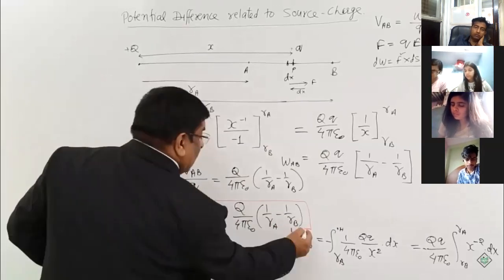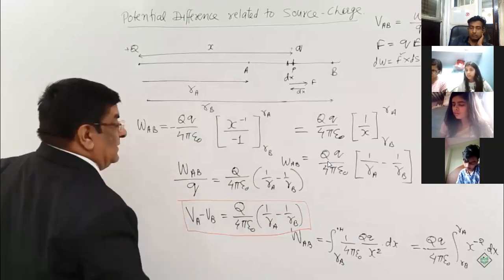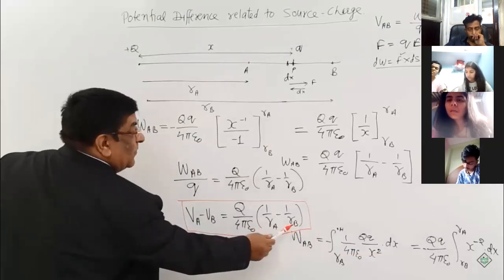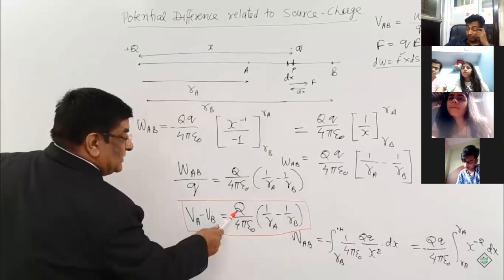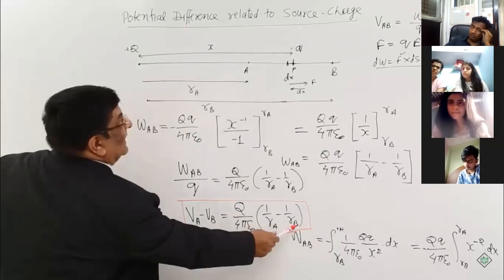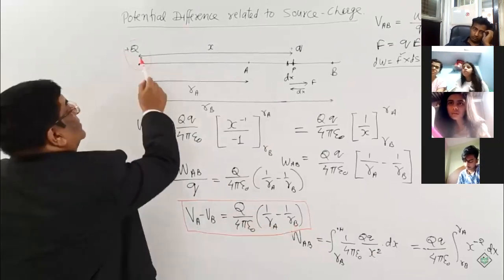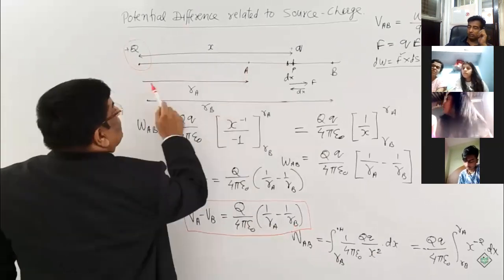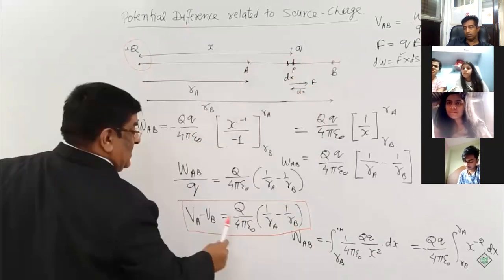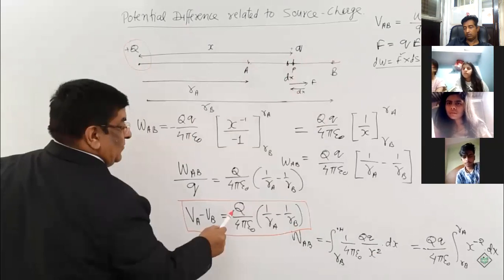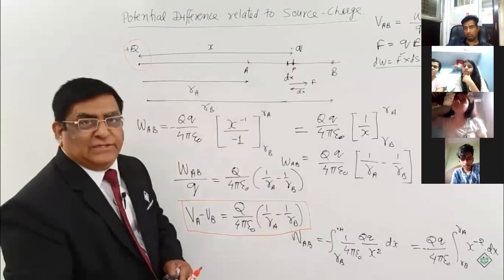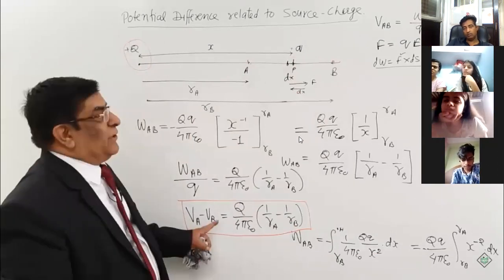And what is the specification of these 2 points? One point is at a distance RA, the other point is at a distance RB, from charge Q. So the potential difference between 2 points at distance RA and RB due to charge Q is given by 1 upon RA minus 1 upon RB, this expression. So this is a very versatile and important expression which gives us potential difference between the 2 points.